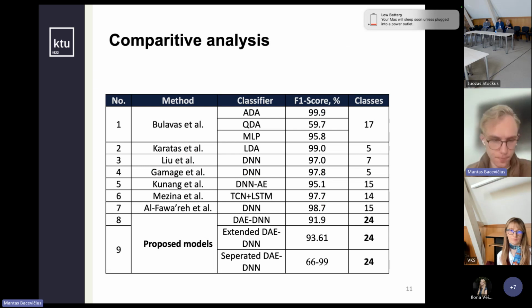So as a comparison, in the bottom, I've presented the F1 score results for the DNN model, as well as extended DAE-DNN model, and F1 score is lower than most of the presented other works, but it is important to note that we classified all of the classes available in the data sets. We did not remove classes that were low performing.